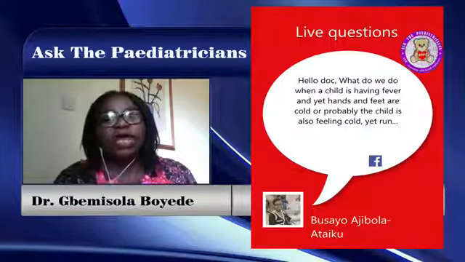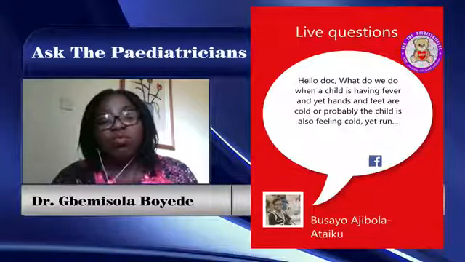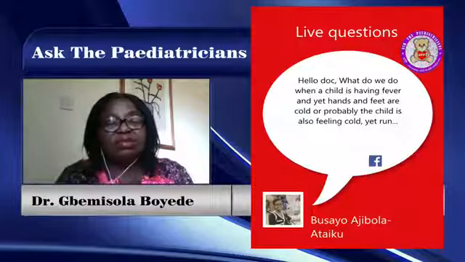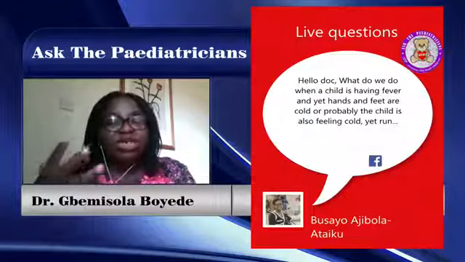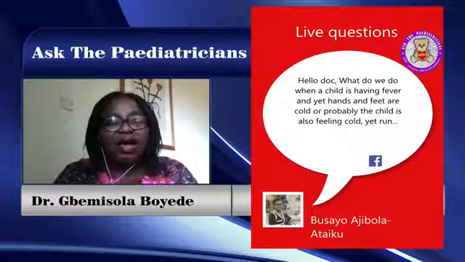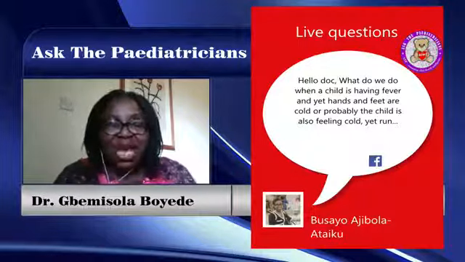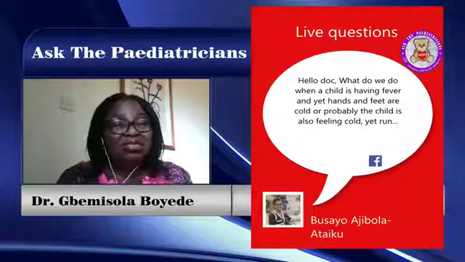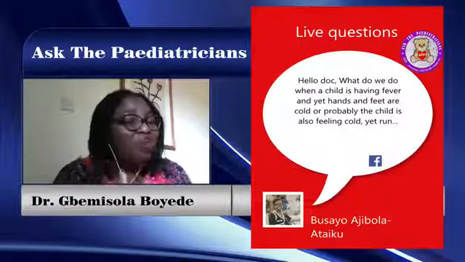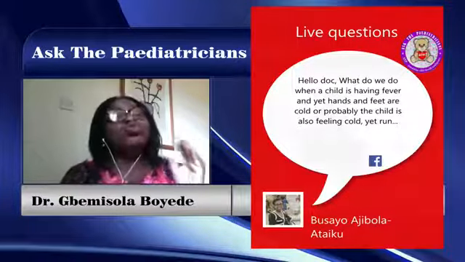So when a child is having fever, most of the time the core temperature is high. In other words, the body shunts blood away from what we call the peripheries, the hands and the feet, and that is why the hands and the feet are cold. But the child is actually not cold. The child is actually having a fever and it's hot. So you don't ignore the hands and feet that are cold.